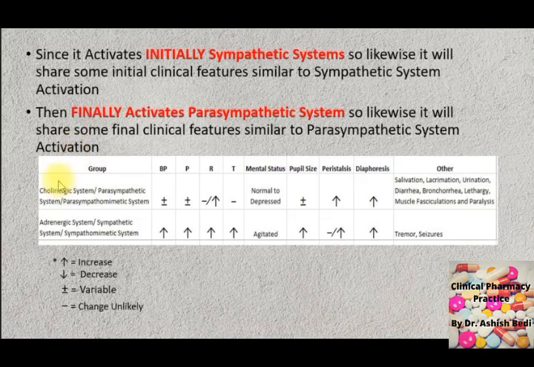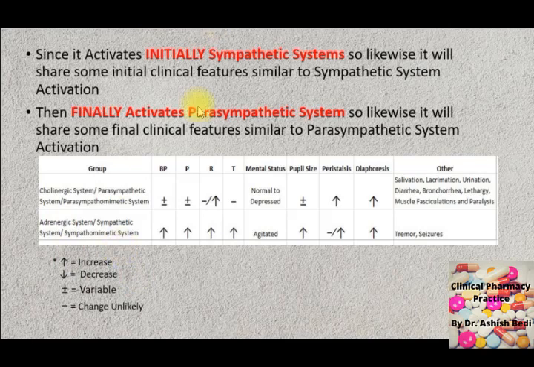Then with ganglionic blockade, we will see neuromuscular blockade. Ganglionic blockade is nothing but blocking of both these systems. If we block both these systems, what will happen to that patient? It depends upon that. Okay. So, this is the chart you can understand with this.